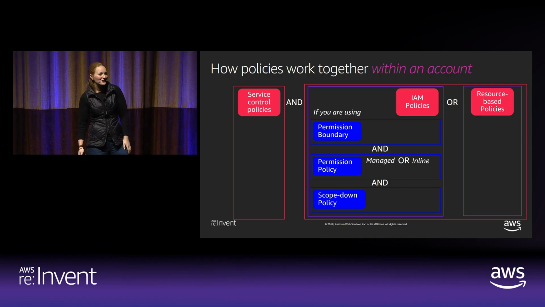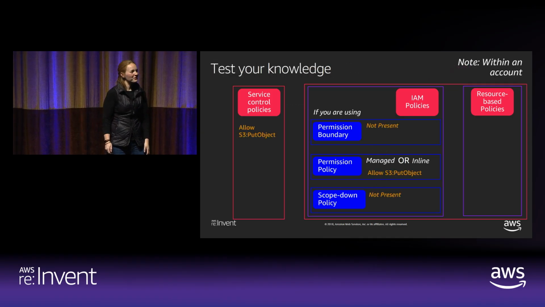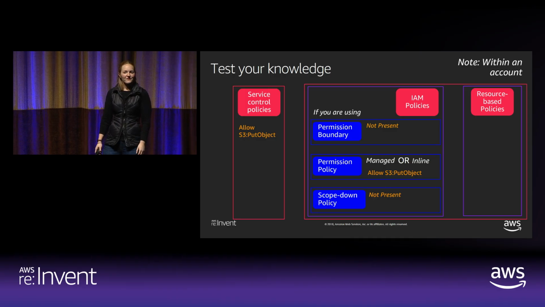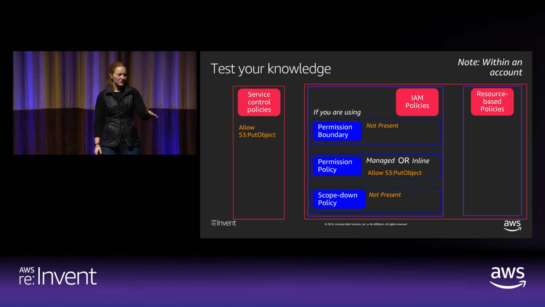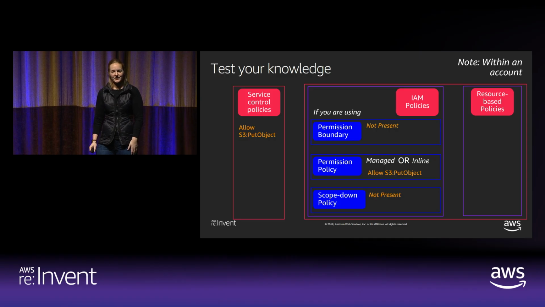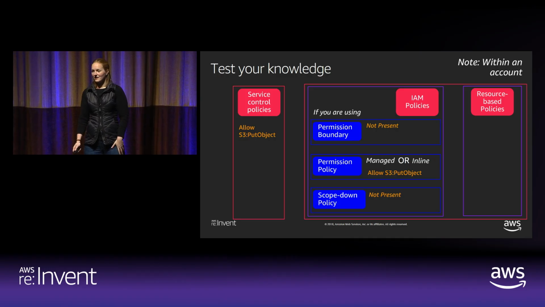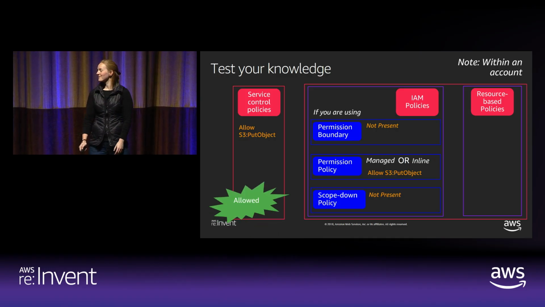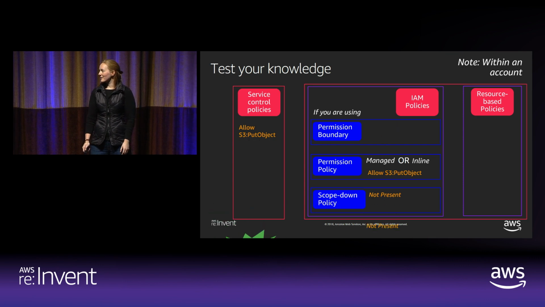So we're going to test your knowledge of this. I took away the logic. So let's imagine I have a service control policy with allow S3 put object, and just an IAM policy would just allow S3 put object. What is my answer, allowed or denied? Allowed. Awesome. All right, we'll change it up a little bit.